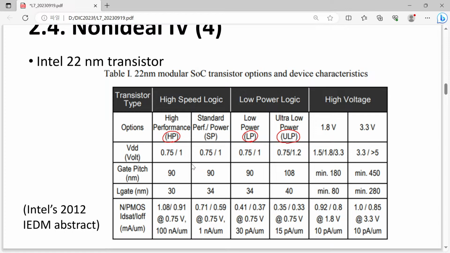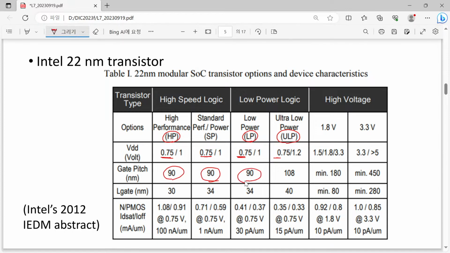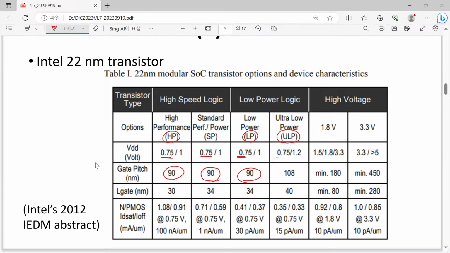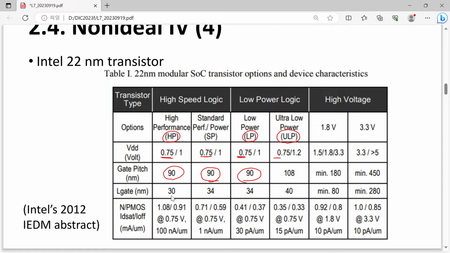So you can see that all of them have VDD, quite similar values, and also the same gate length. The gate pitch corresponds to the gate length, so not exactly the gate length, but a multiple of it. So basically they are the same devices, with similar values, and you can see that this is the N MOSFET and IDC.